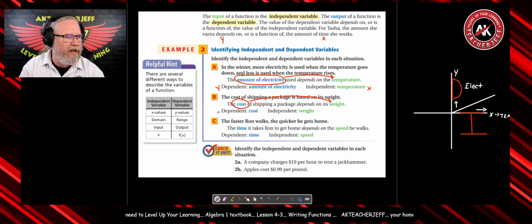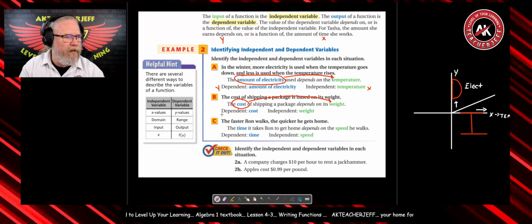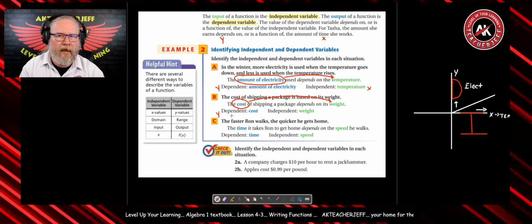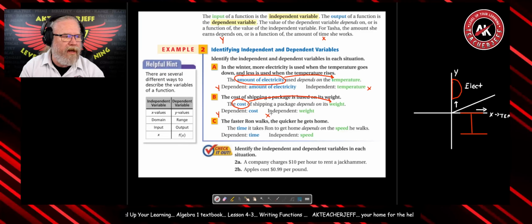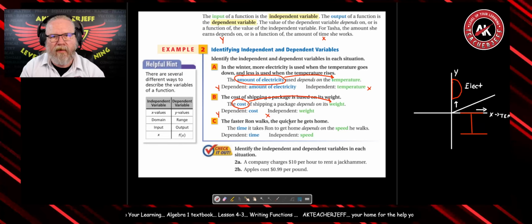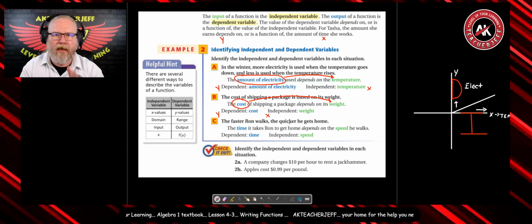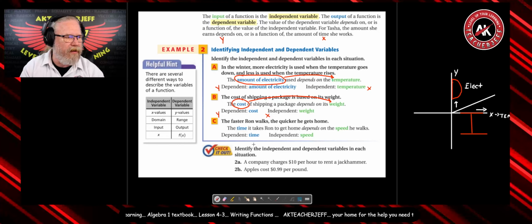So in this case, my cost would be the Y value, hang that D on that Y axis, and my X values would be the weight. The more something weighs, as the weight increases, the price of shipping it would increase.